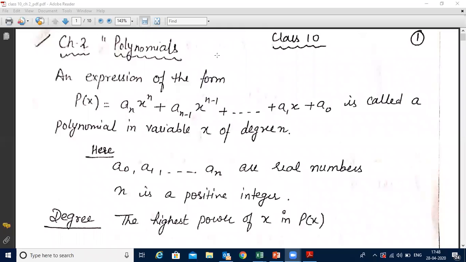Dear students, this is chapter 2, polynomials, from class 10. So let us start the first topic, that is polynomials itself.